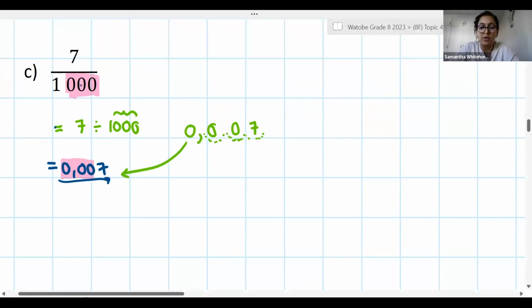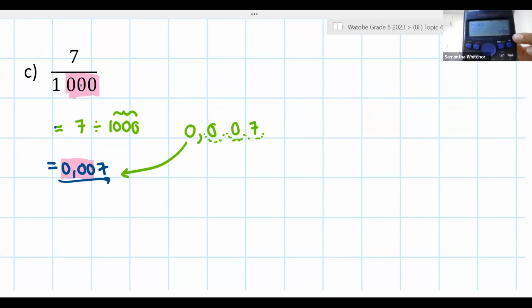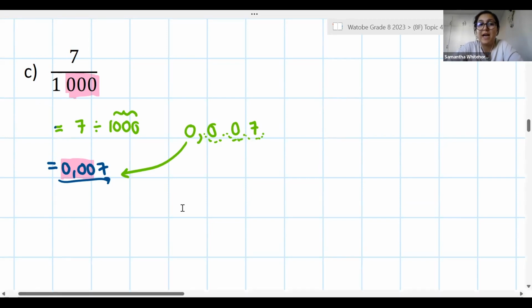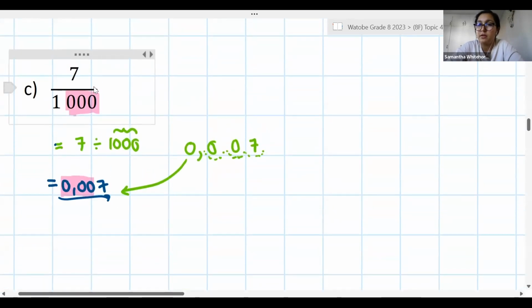Again, if you wanted to double check on a calculator, there's 7 over 1,000. My calculator is giving me the fraction because it always does. I push SD, and it tells me it's 0.007. I need to change the settings on my calculator. Apologies. Alrighty, so again, we always want to see if our denominator can become a multiple of 10.